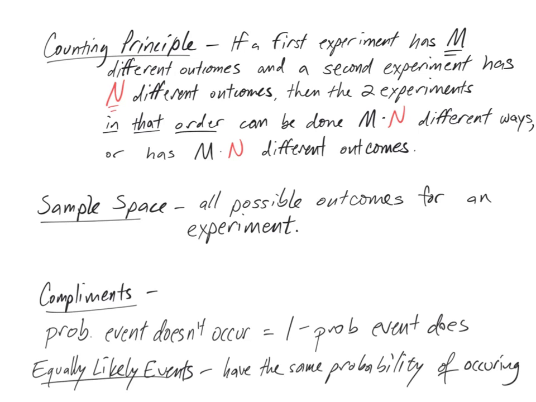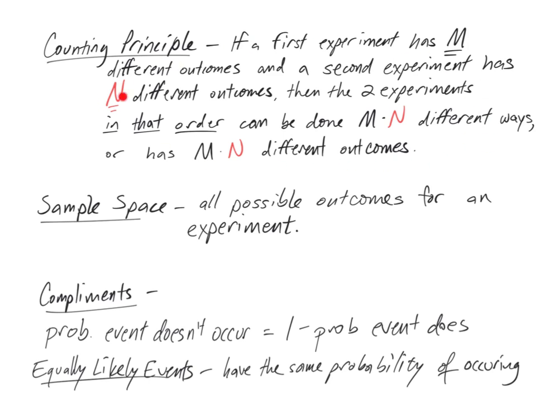Okay, I believe this is the last slide that will just pepper you with a bunch of information. First, we have the counting principle. Very quickly, if a first experiment has m different outcomes and a second experiment has n different outcomes, then the two experiments in that order can be done m times n different ways. Or the other way of saying that is those two experiments in that order have m times n different outcomes.